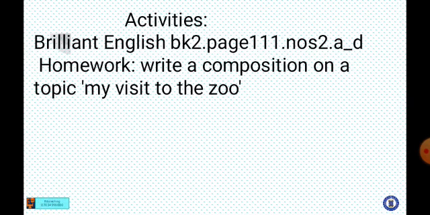Then your homework is you are going to write a composition on the topic, my visit to the zoo. But mind you, when you are writing about this topic, you have to go back to your guidelines. Look at it very well. How are you going to arrange your composition so that it should be in paragraphs? I don't want to see any numbering. If you number it, you are disqualified. Is that clear? So make sure you write your composition in paragraphs.